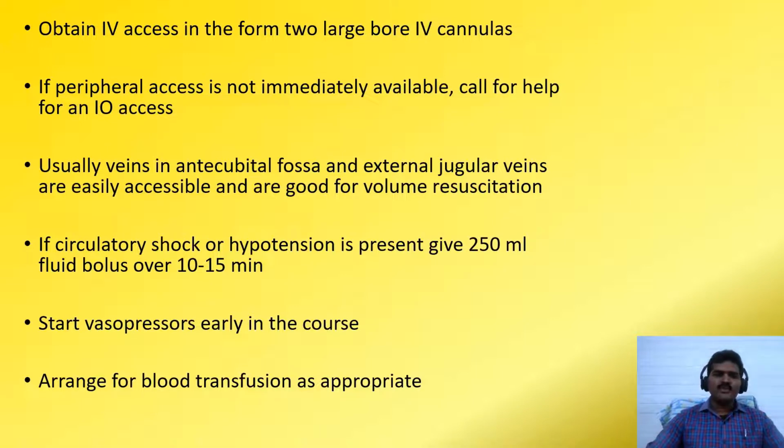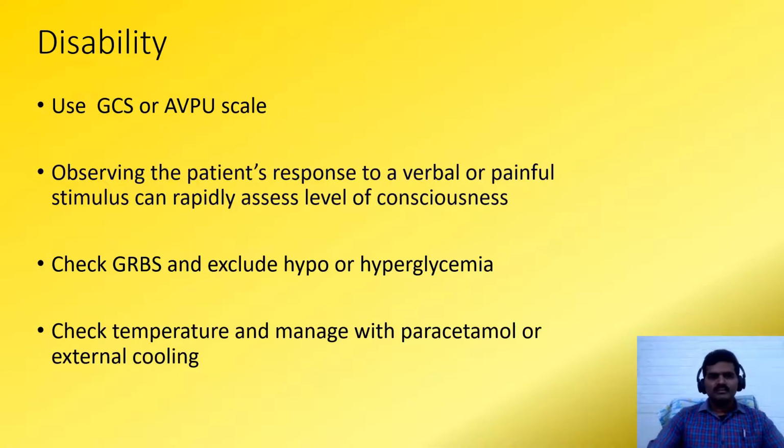Arrange for blood transfusion as appropriate. Management of disability: use the GCS or AVPU scale. Observing the patient's response to a verbal or painful stimulus can rapidly assess level of consciousness. Check capillary blood glucose and exclude hypoglycemia. Check temperature and manage with paracetamol or external cooling.